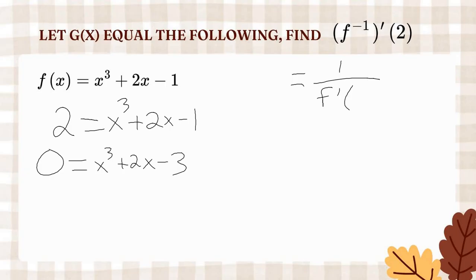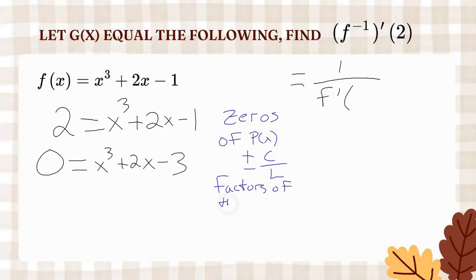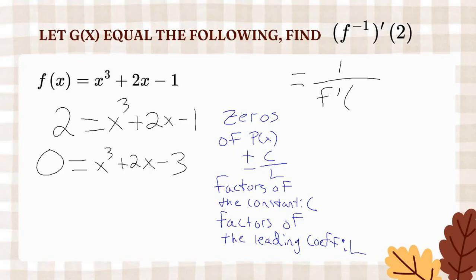So remember that the zeros of a polynomial function p of x, where p of x stands for polynomial function, have to be of the form plus or minus c divided by L, where c are the factors of the constant and L are the factors of the leading coefficient. So in order for it to be a rational zero, I have to take some factor of the constant and divide it by a factor of the leading coefficient. Those are the only options that we have for our rational zeros.